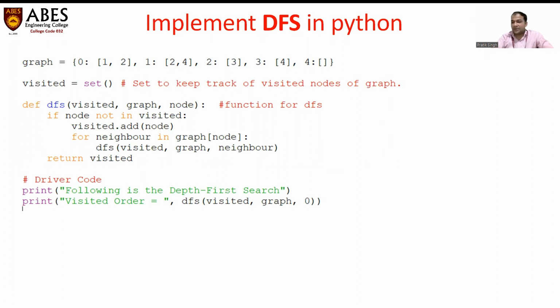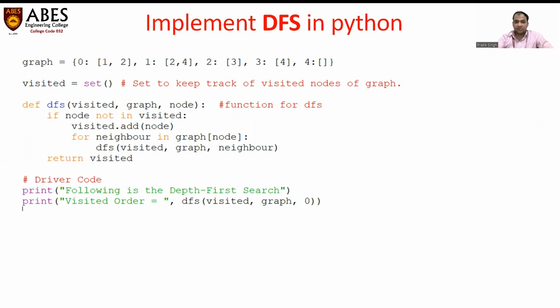We take a visited set. A set is used to remove duplicacy. This is the function where three arguments are passed: visited, graph, and node. If node not in visited, then add it into the visited set. For neighbor, that is adjacent, in graph, we recursively call the DFS again and again until we reach the end of each path successfully.